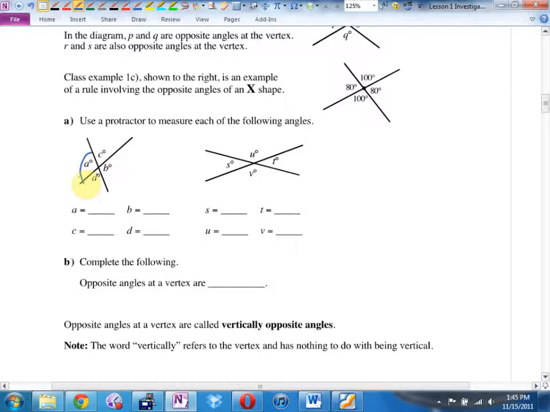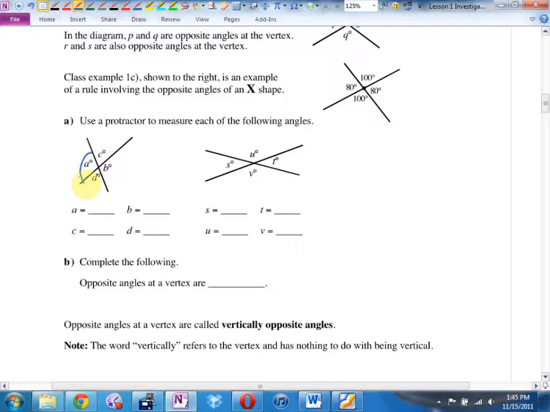What do you get? I should do this too, Mr. Dueck. Are you getting about 100 degrees? I think it's supposed to be 100. Sorry? 110? Is 110 on your guys's?